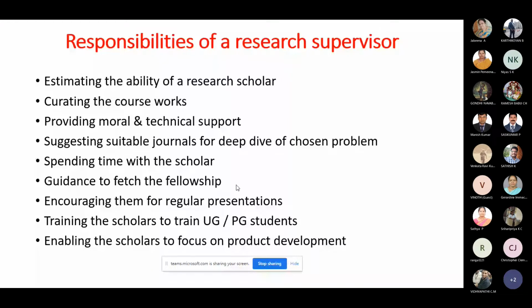Let them focus on product development. Let them understand what product development is. Let them not stop with writing something and publishing something. They have spent some years. Let them come up with the product.